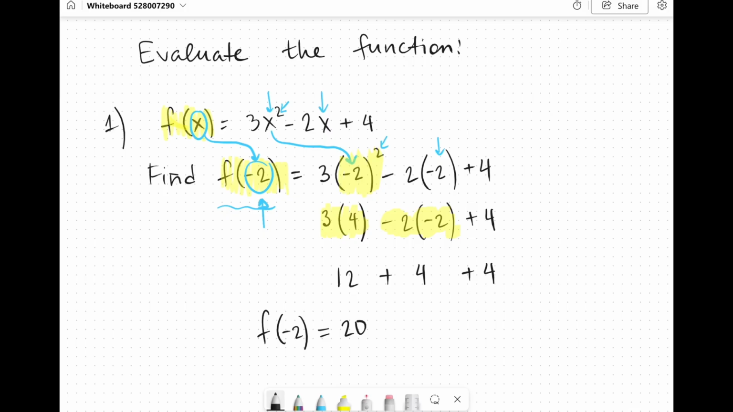Sometimes I see students trying to get the f by itself. You should not and cannot get that f by itself. F of negative 2 is one piece. What this means here is that you have a point, and in that point, your x was negative 2, and the y was the number that you found, 20. It's not an equation that you need to solve for f.